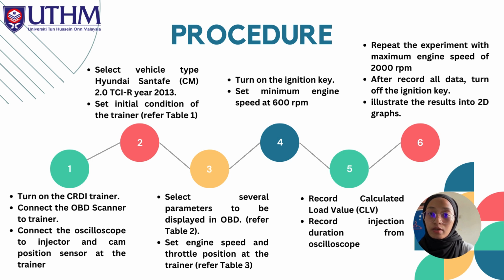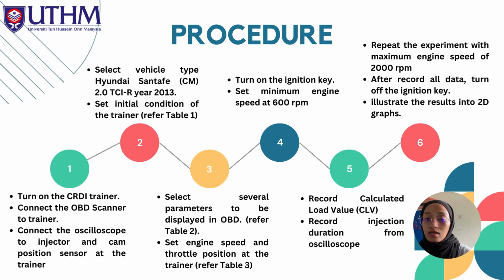Assalamualaikum warahmatullahi wabarakatuh. My name is Nur Anis binti Safi, matric number AN210061, and I will explain the procedure for our project. First of all, we turn on the CRDI trainer, then we connect the OBD scanner to the trainer. Also, we connect the oscilloscope to the injector and cam position sensor at the trainer. Then at the OBD, we select vehicle type Hyundai Santa Fe year 2030, and the initial conditions of the trainer are also set, and these initial conditions can be referred to table 1.